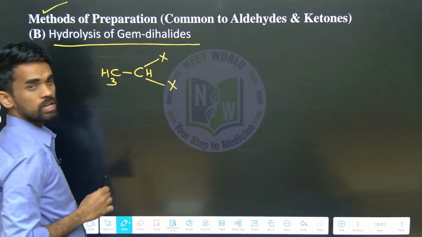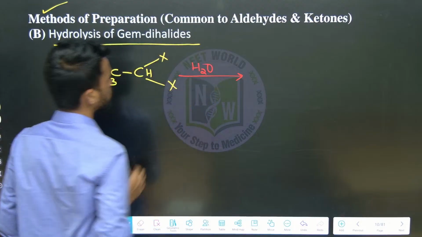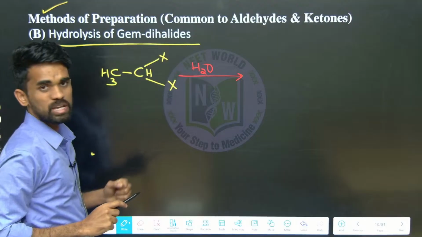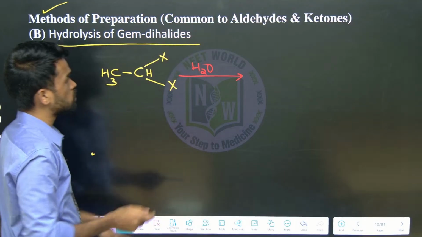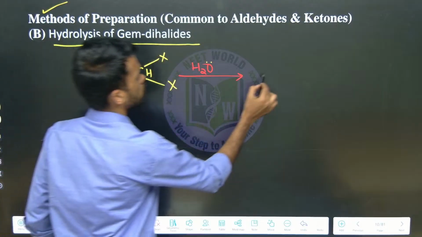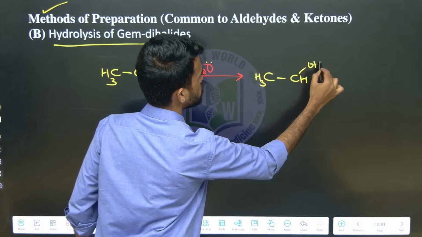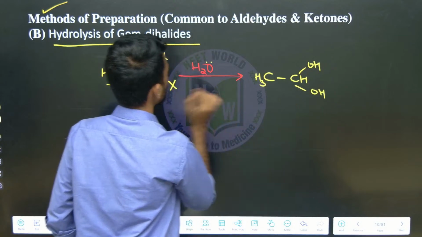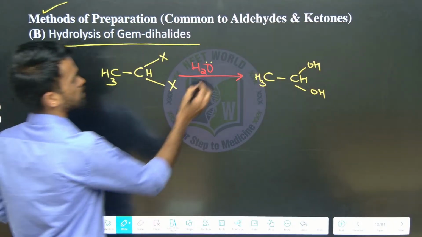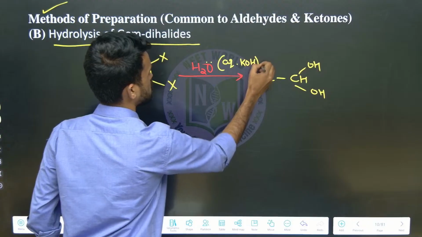Now what happens upon hydrolysis of this compound? This X minus goes out, the halide ion goes out, and here also a halide ion goes out, and into that the OH group of water comes in. So you will get CH3, CH, OH, OH. This is one of the very important reactions. Generally it is given as aqueous KOH or NaOH, like this they will mention.